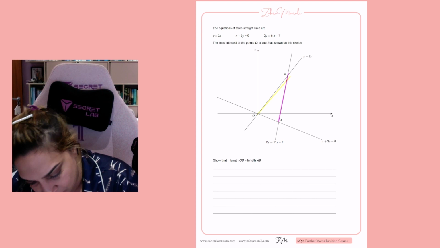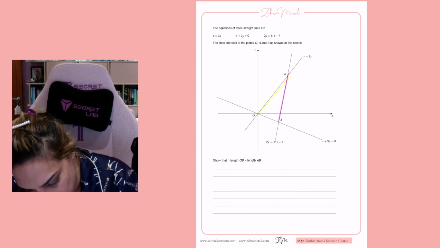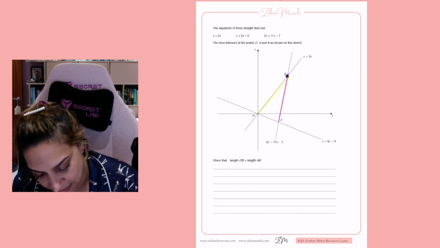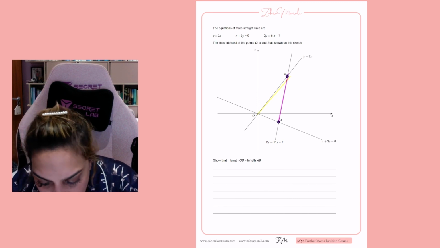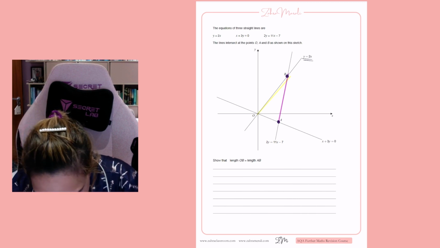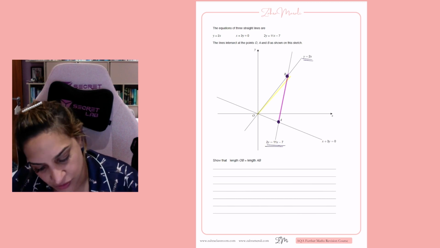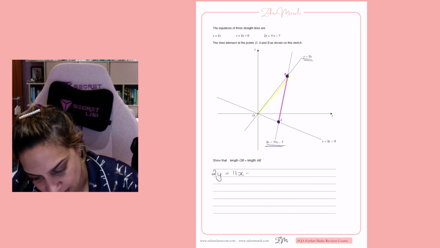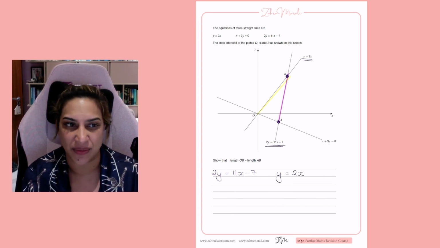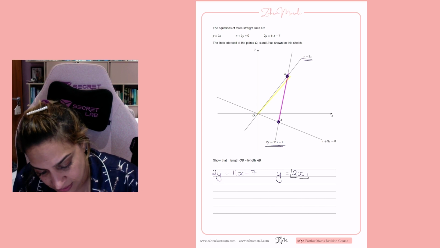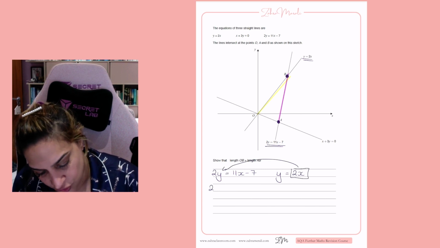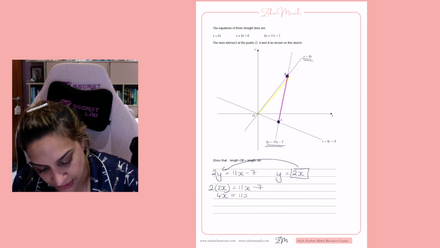If I want to find out the distance, the first thing I'm going to have to do is work out the coordinate here and the coordinate here. Okay, so the coordinate of B is when y equals 2x meets this graph here. So we've got 2y equals 11x minus 7 and y equals 2x. This is easy because you've already got y equals something. You can just substitute the 2x. So the whole of the 2x can go into the y. So we get 2 lots of 2x equals 11x minus 7. 4x equals 11x minus 7.